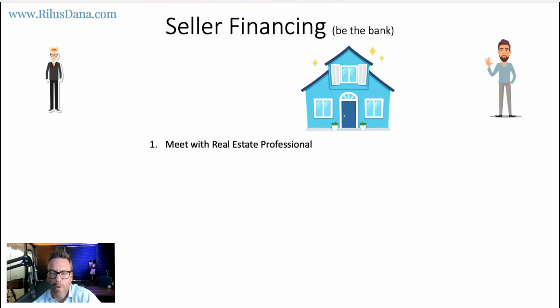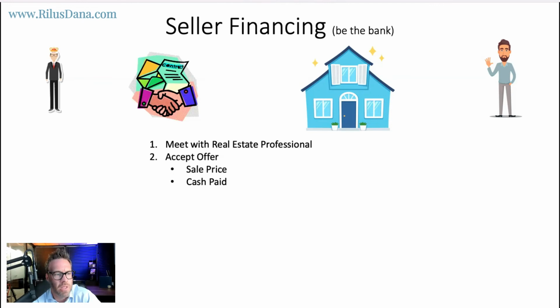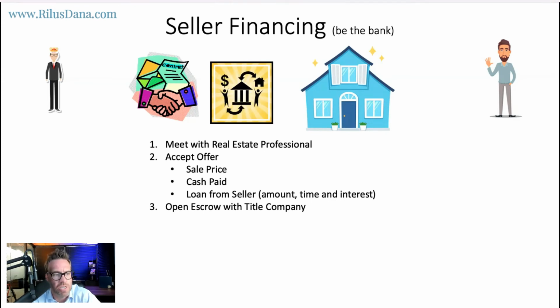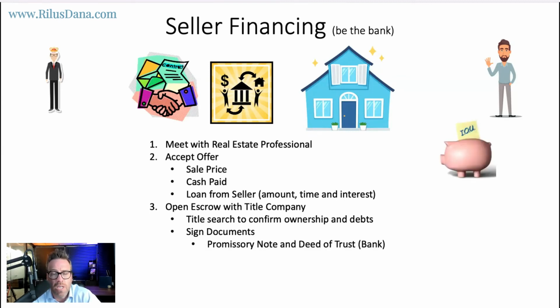All right, so how that would work, you would meet with the real estate professional, accept an offer. Now, the offer is going to contain the sell price. Maybe there's going to be some cash paid, like a down payment, and then the loan from the seller. So how much is the seller going to loan, and what are the terms of that loan? Escrow is going to get opened with a title company, just like a regular transaction. They'll do a title search, confirm the ownership and debts. All the documents will get signed, just like what the bank would do.